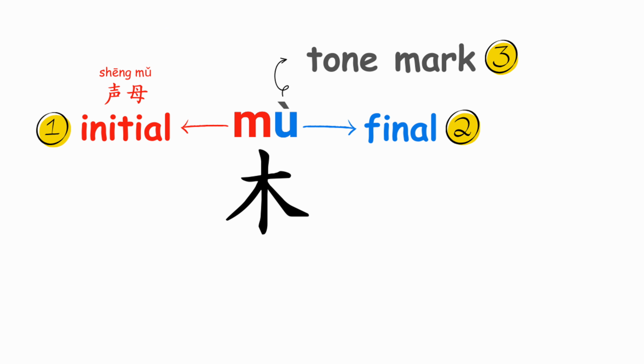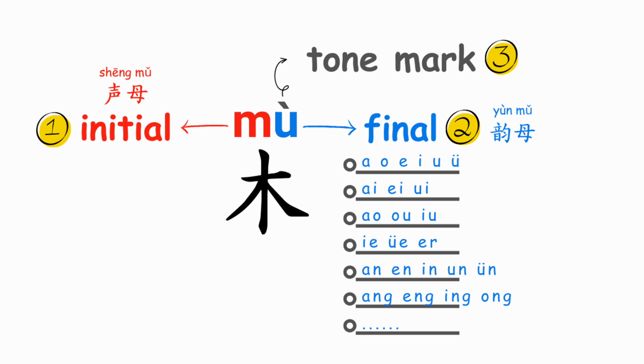Now let's talk about the finals. It's called 韵母 in Chinese. Even though initials are consonants, finals are not always just vowels, especially when you get to compound finals. There's one special final you need to notice, that is ü. It looks like the letter U with two dots on top.